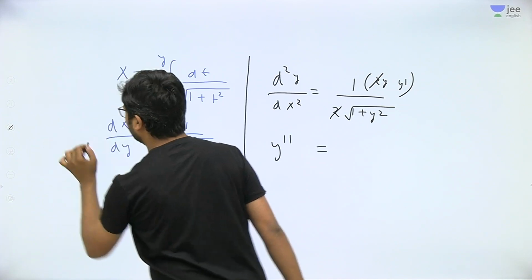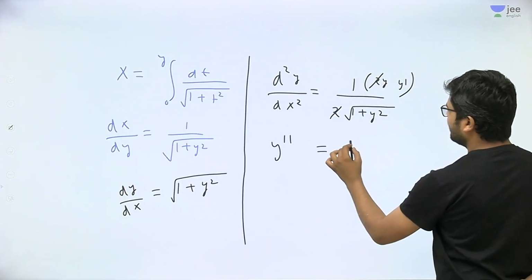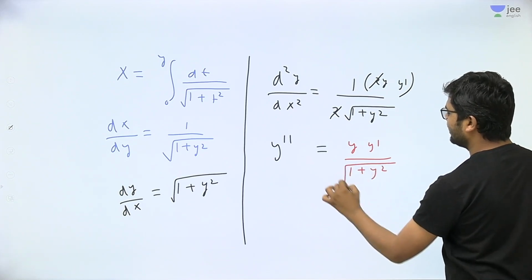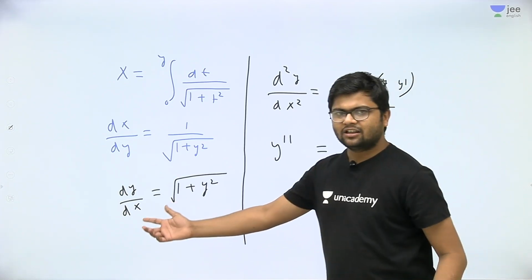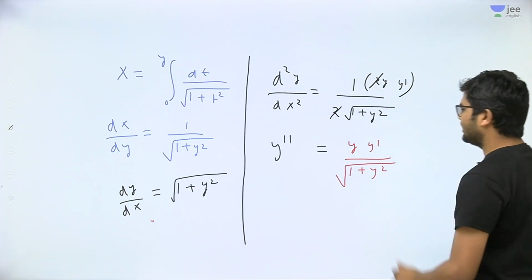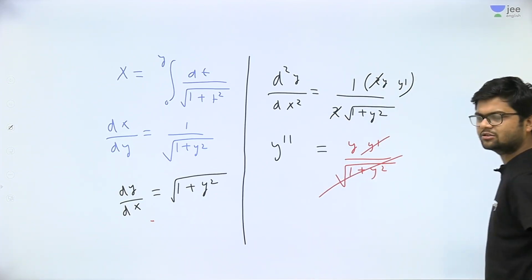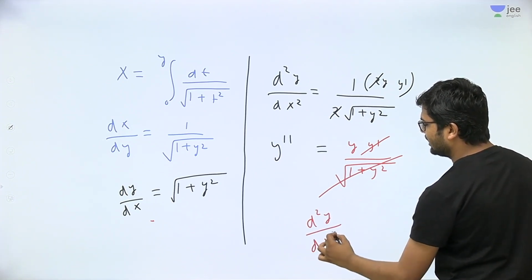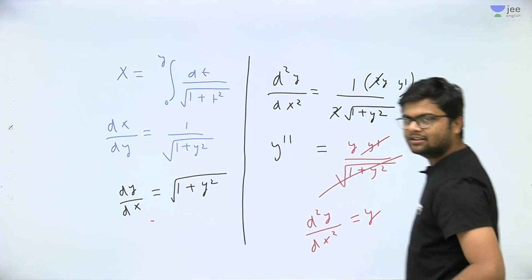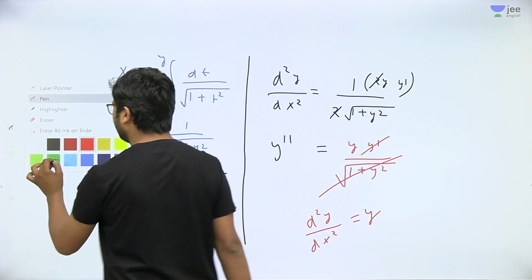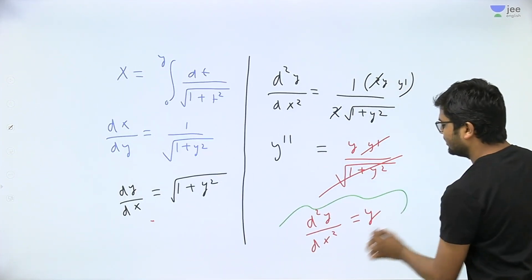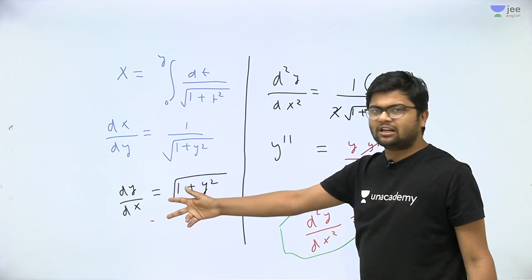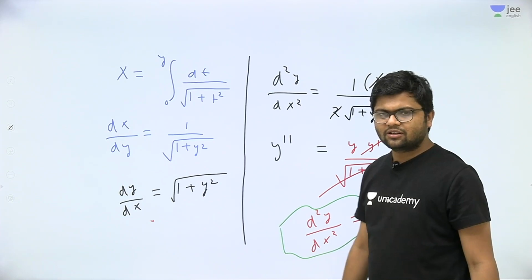It has come out to be equal to how much? y into y dash upon square root of 1 plus y². Now y dash can be written as square root of 1 plus y², therefore y dash will cancel out the square root of 1 plus y². So d²y/dx² will come out to be y. This is a very standard and very easy question, but you should understand that if you get dx/dy, you can reciprocate that to find dy/dx. Got my point? Very good students.